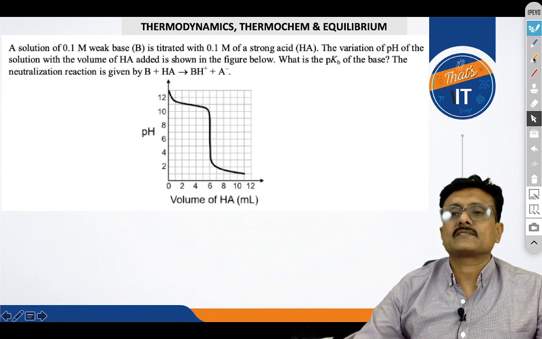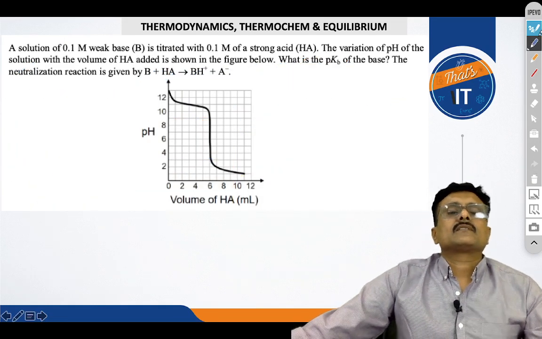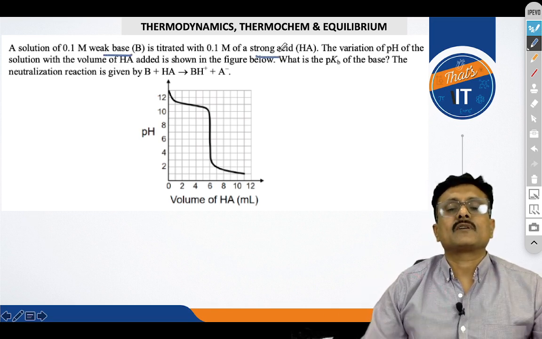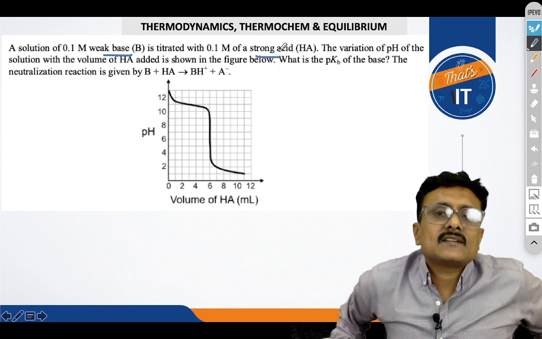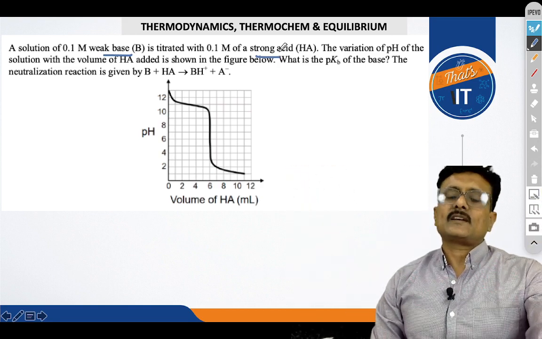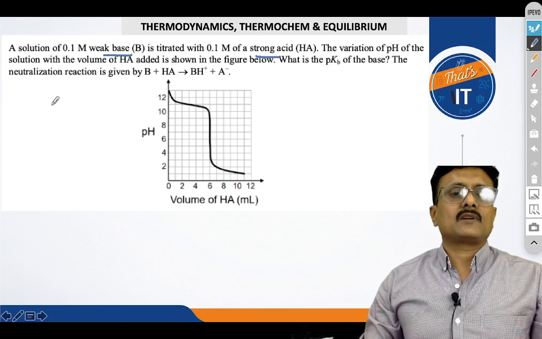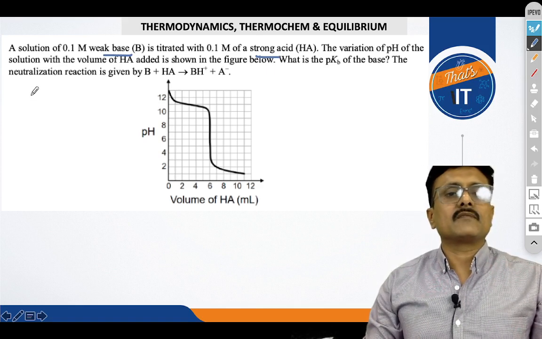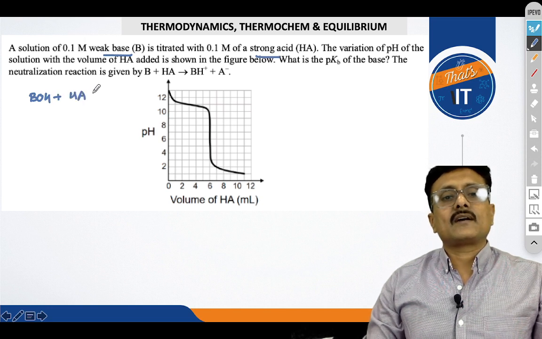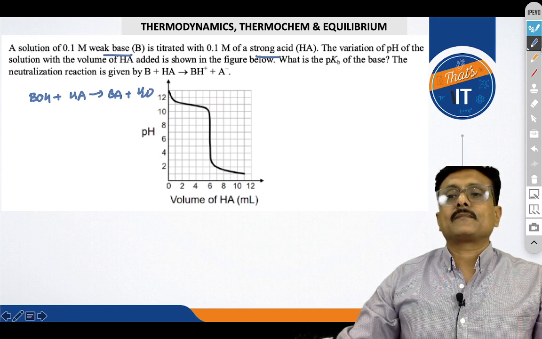Now let's see the next question. Whenever a question asks about a weak base added with a strong acid or something, one has to understand that the combination is probably making up a buffer. So likewise here also the combination is making up what? Whenever you use a weak base, let's say BOH, added to a strong acid, you will be getting BA and water, isn't it?